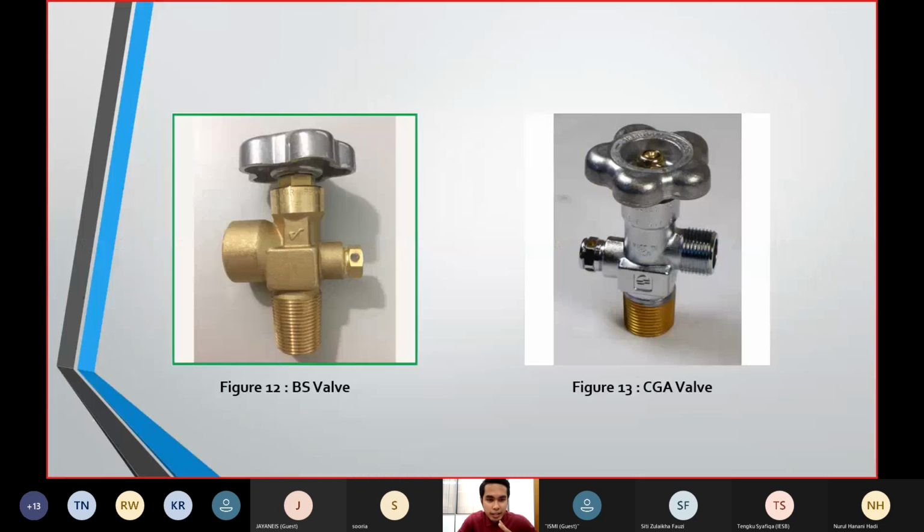So I just took the picture here, where this is what we call a valve. Figure 12 is the BS type valve and figure 13 is the CGA type of valve. So how do you differentiate between BS and CGA? The easiest way for you to know which one is BS or CGA is to see the label at the valve. So the BS will state BS4 or BS3. CGA will state CGA, 320, 330, 350 and others.